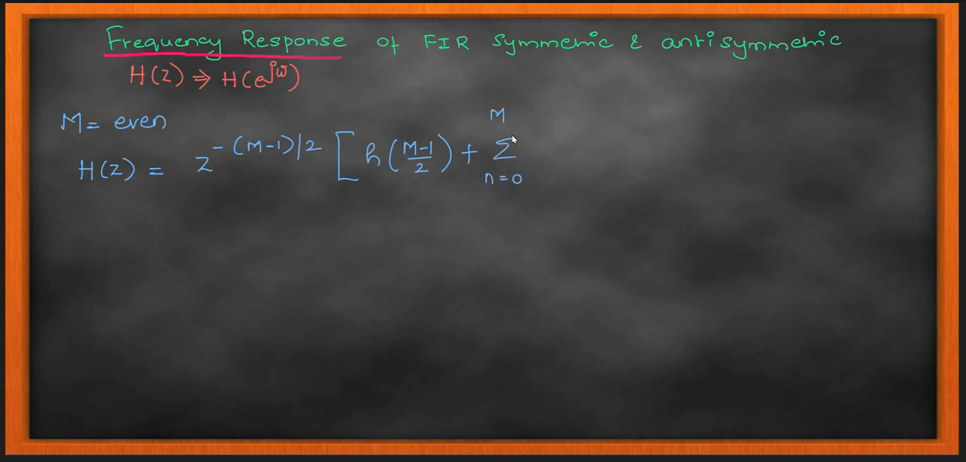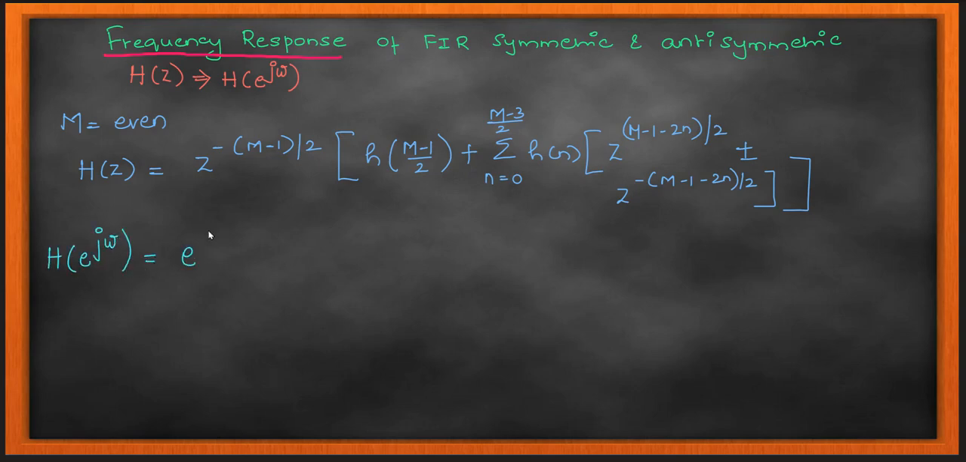So this is m equal to odd. I have made a small mistake there. This should be m equal to odd, because this is the expression for m equal to odd. What I'm writing here is for m equal to odd. And then I'm going to put in here z equal to e to the power of j omega, right? That's exactly what I'm going to do. So that makes H of e to the power of j omega equal to e to the power of minus j omega (m minus 1)/2. I'm just keeping that minus inside.